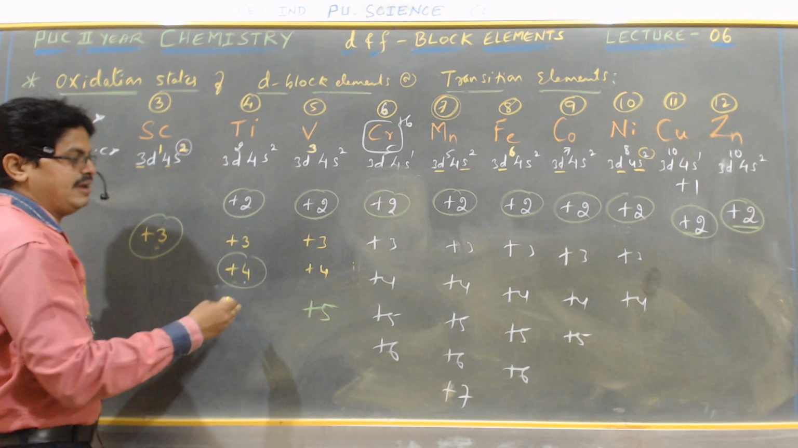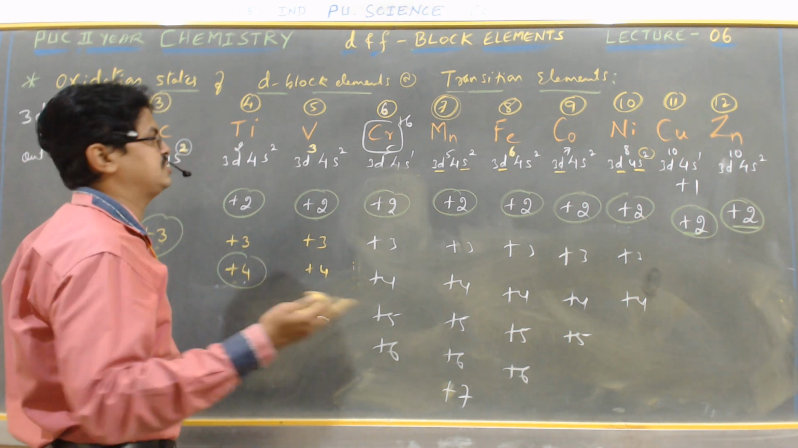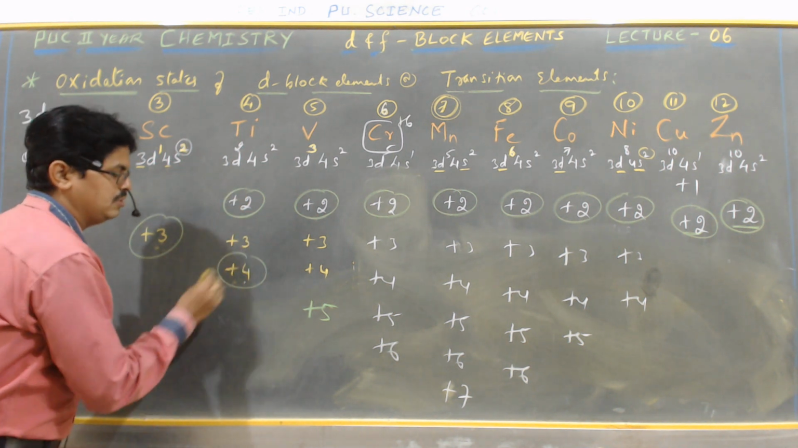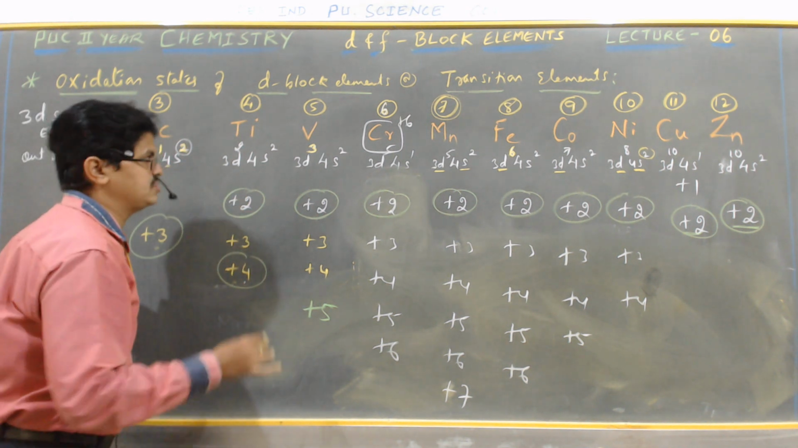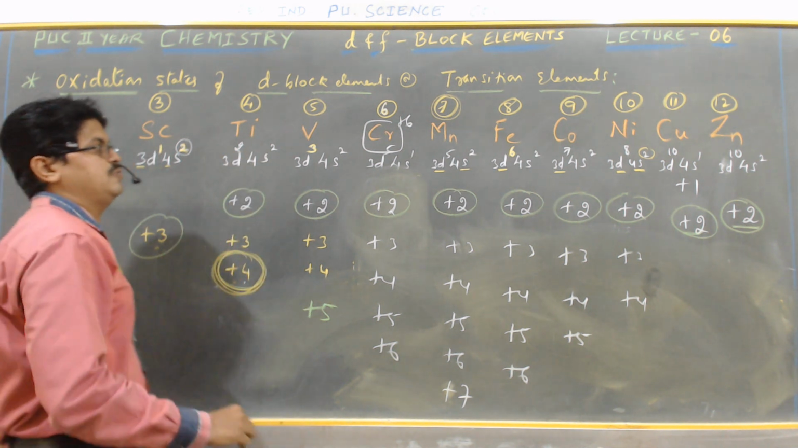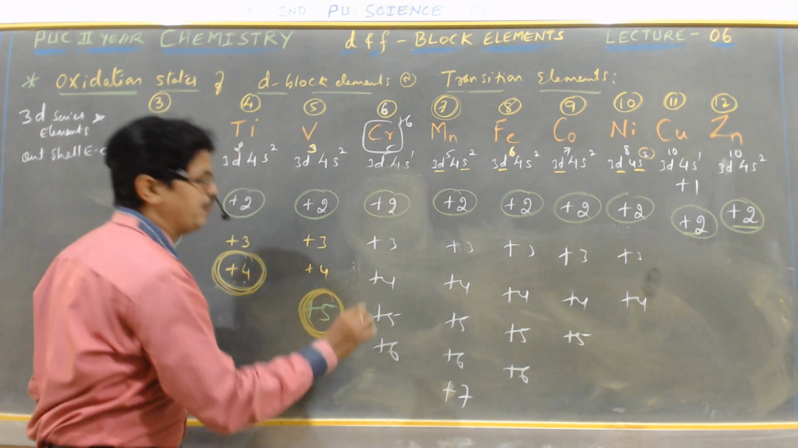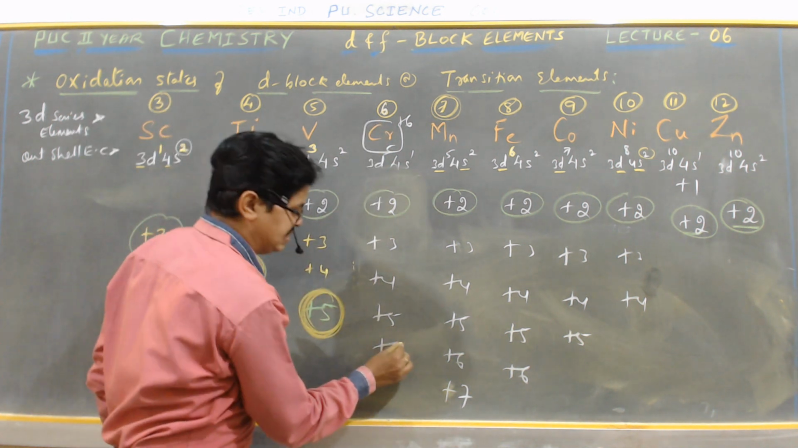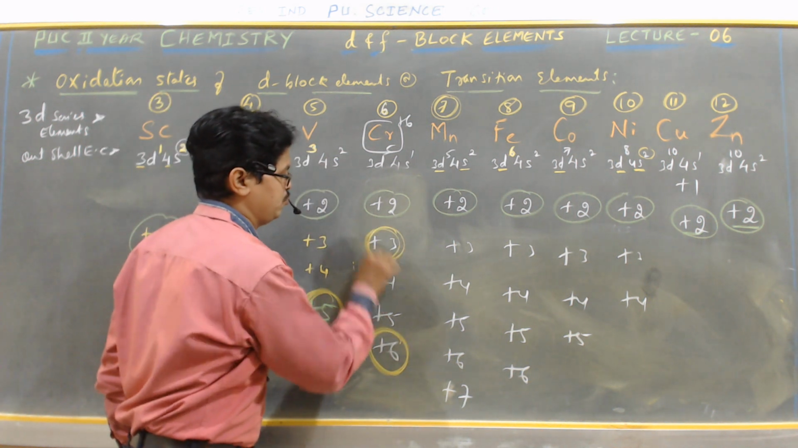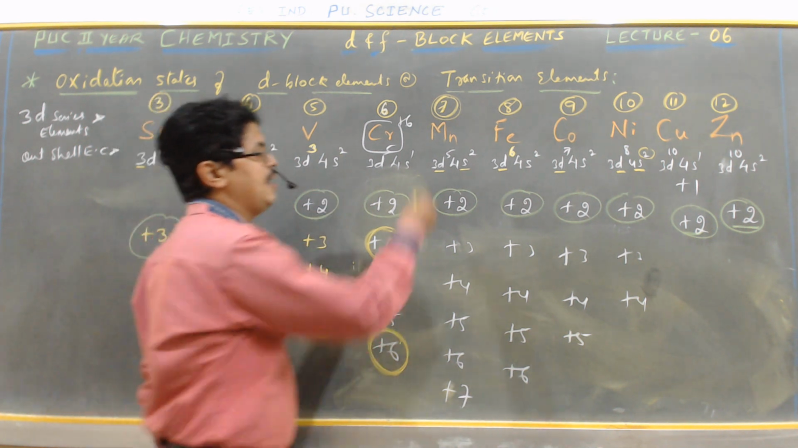But in case of titanium, even though it exhibits plus 2, plus 3, plus 4, the stable common oxidation state of titanium is plus 4. Its compounds are available in the plus 4 state. With respect to vanadium, plus 5. Chromium, plus 6 and plus 3. Two stable oxidation states of chromium.